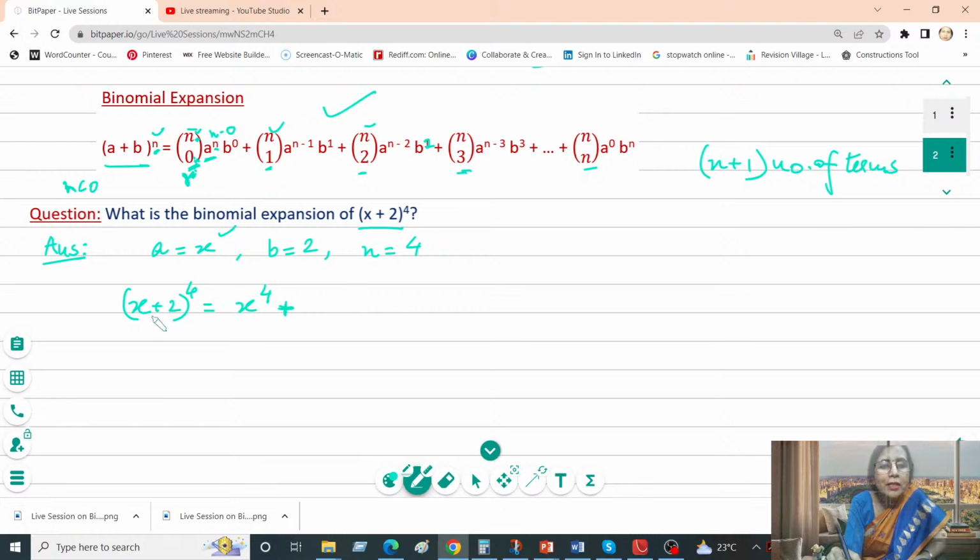And instead of x plus 2, if you have x minus 2, the only difference will be the signs. The starting term's sign will be plus, and the signs will just go on alternating, plus minus and so on. Okay. Second term, nC1, we have just now seen, doesn't matter what is the value of n, when the r value is equal to 1, the nC1 value is equal to n. In this case, the n value is 4. So 4C1 should be equal to 4.